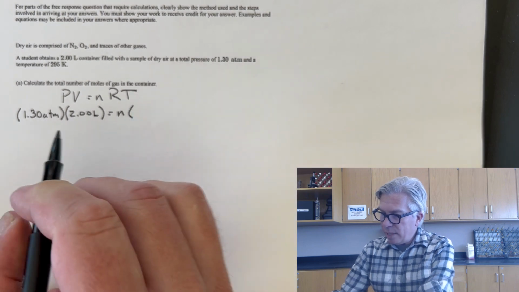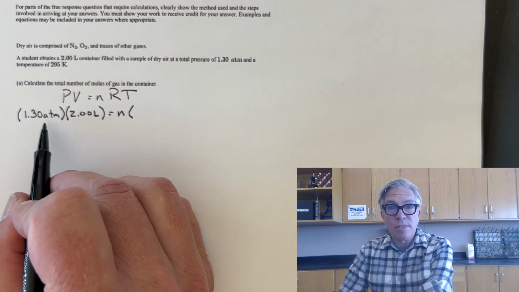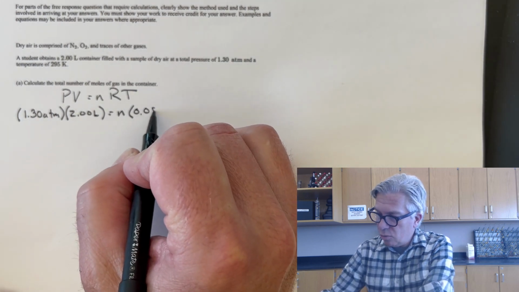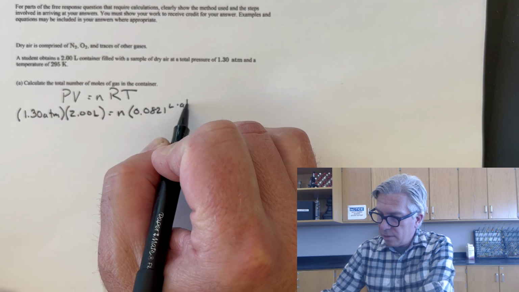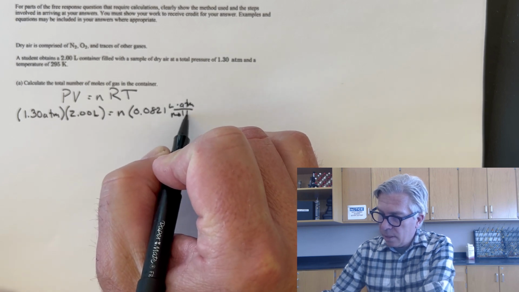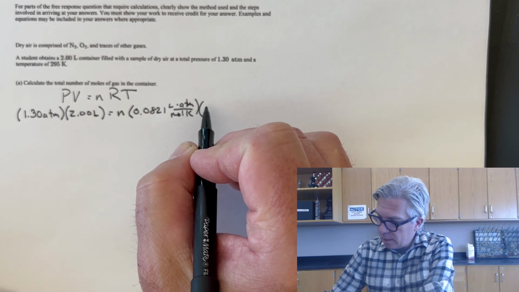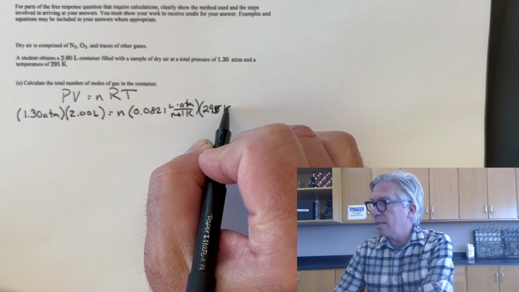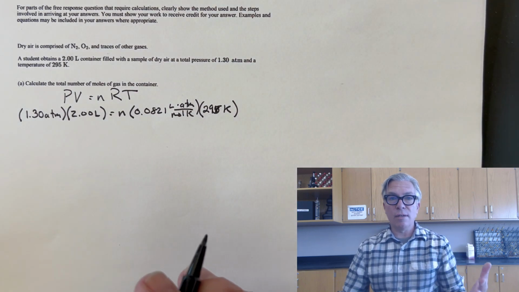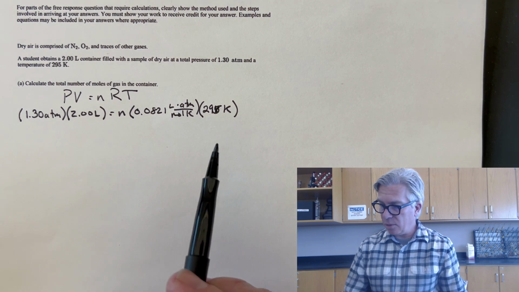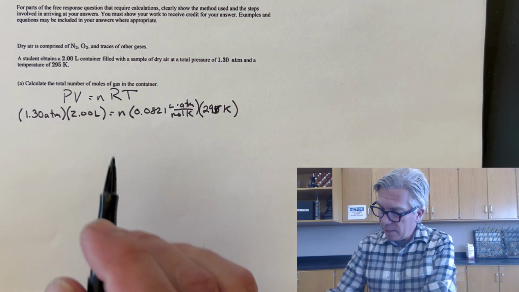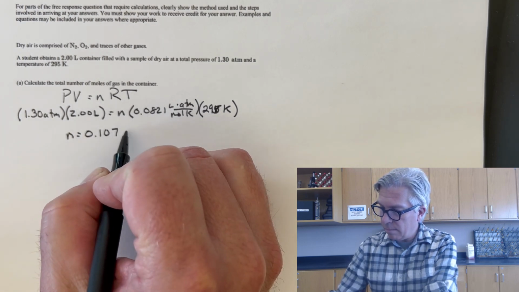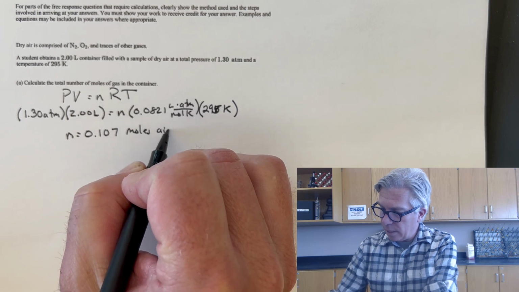But because we need an ideal gas constant, and because we're in atmospheres, I'm going to use the one given in atmospheres, which is 0.0821 liter-atmospheres per mole-kelvin. And the temperature is 295 Kelvin. So thankfully, they gave it to us in kelvins and not Celsius, which saves us another unit conversion. So you always have to have Kelvin temperatures in gas laws. And finally, if we solve for everything, 0.107 moles of air.